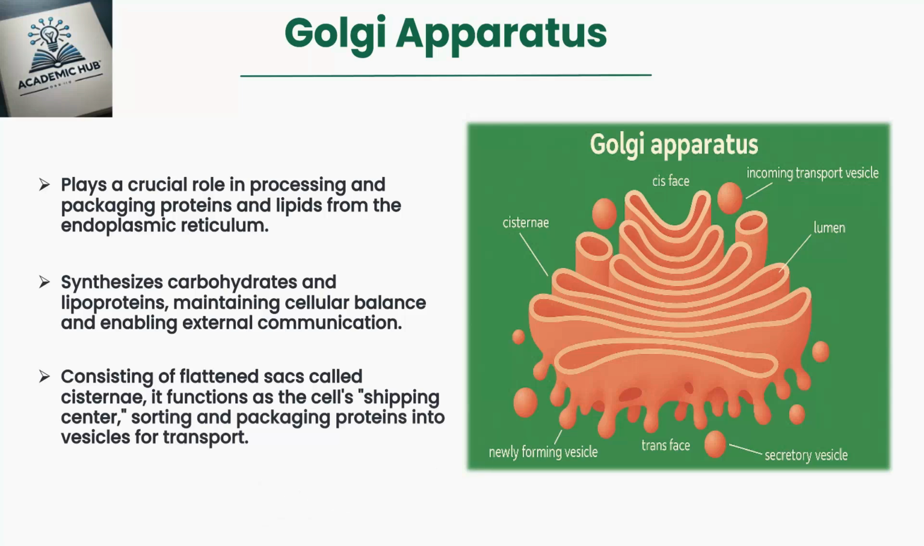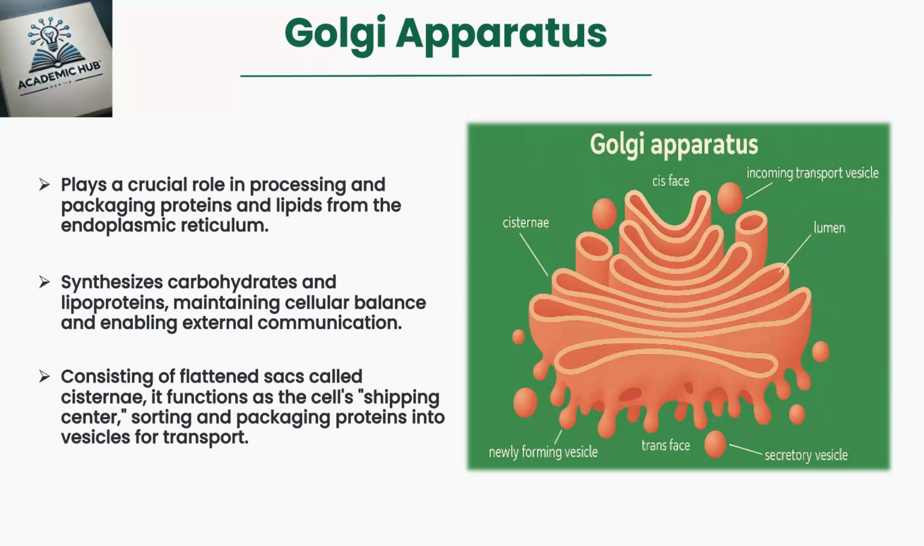So the Golgi apparatus, also known as the Golgi complex, Golgi body, and the cellular shipping and processing center, is an important organelle in eukaryotic cells which is responsible for processing, modifying and packaging proteins and lipids received from the endoplasmic reticulum. It ensures proper sorting and transportation of these molecules to their designated location within the cell or for secretion outside the cell.